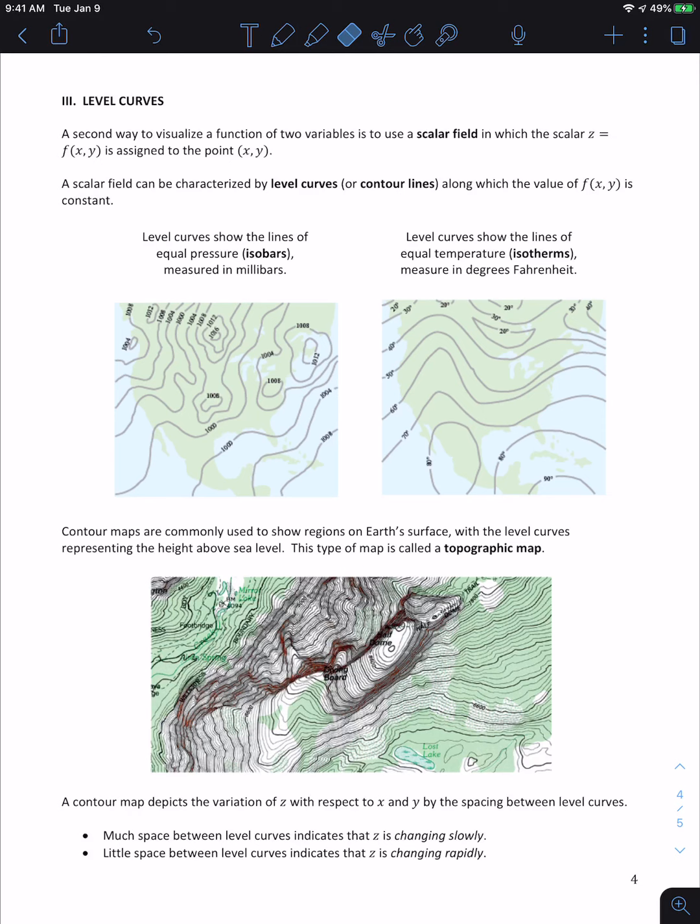Like in this case, the first picture, the lines show equal pressure. So everybody that's on this line here has the equal pressure of 1,000, measured in millibars, right? 1,000 millibars. And everybody that lies on this line has the same equal pressure measured in millibars.